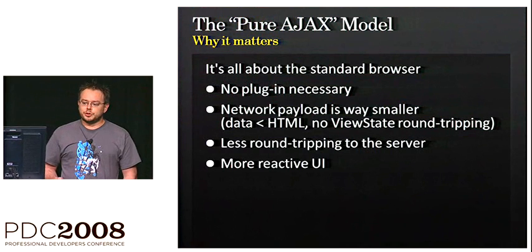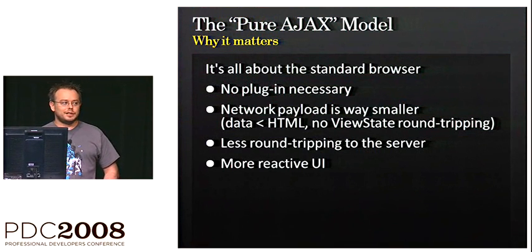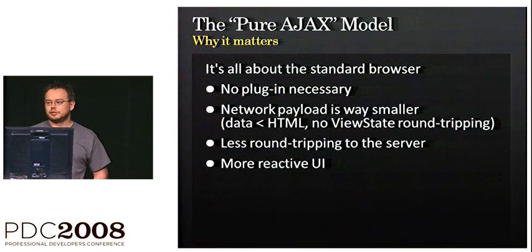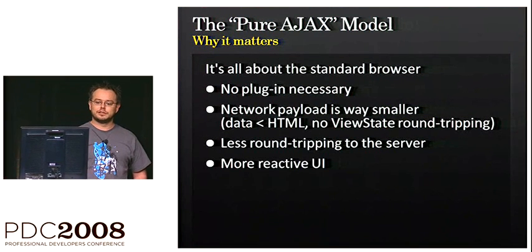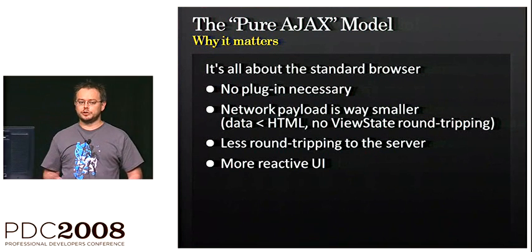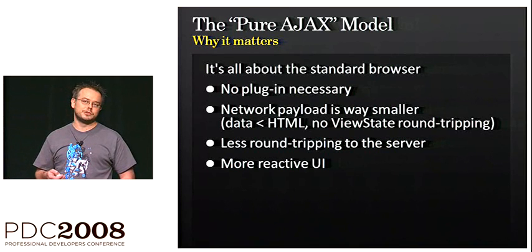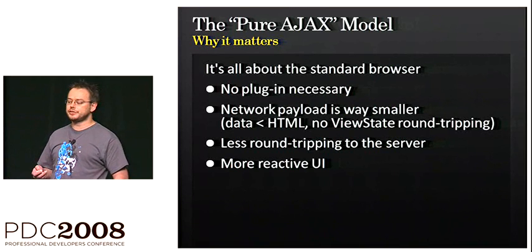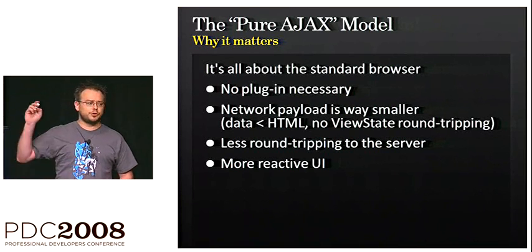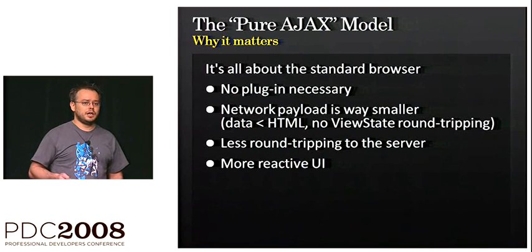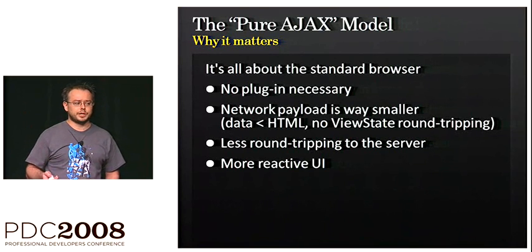So in the pure AJAX model, things are very different. You only get the data that you need, less round tripping. Network payload is way smaller. Data is always, well, most of the time smaller than JSON. But the first bullet point is really important. And actually, that's something I really wanted to talk about.